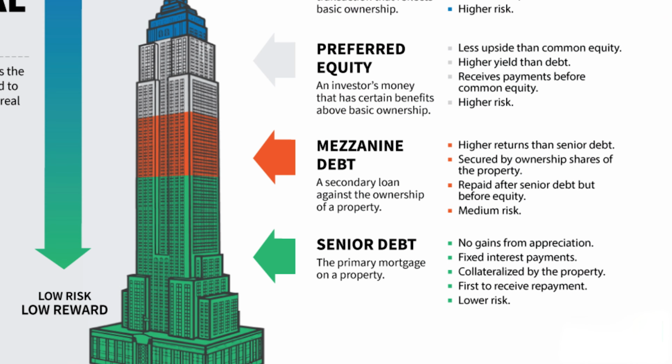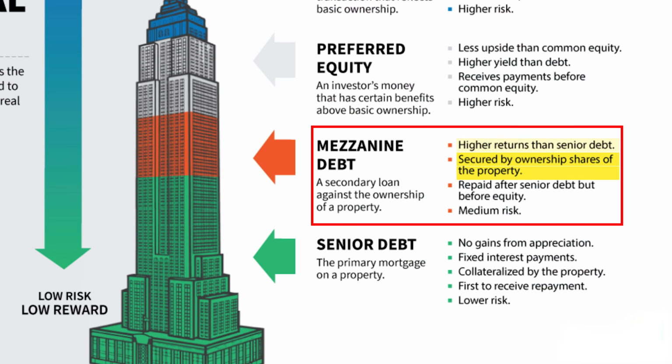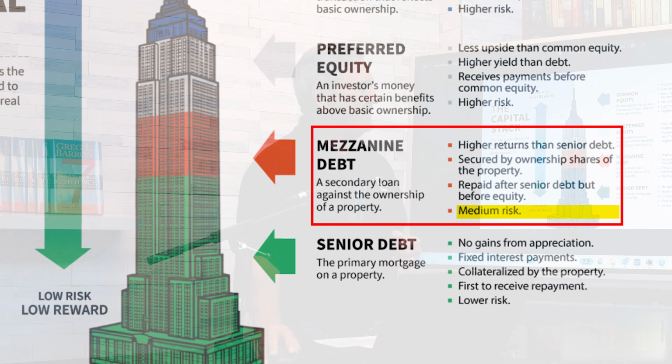They're higher returns than senior debt. They're secured by the ownership shares of the property in many cases, not necessarily a lien like you would have from senior debt. It's repaid after the senior debt, but before the preferred equity and the common equity, and it's medium risk.